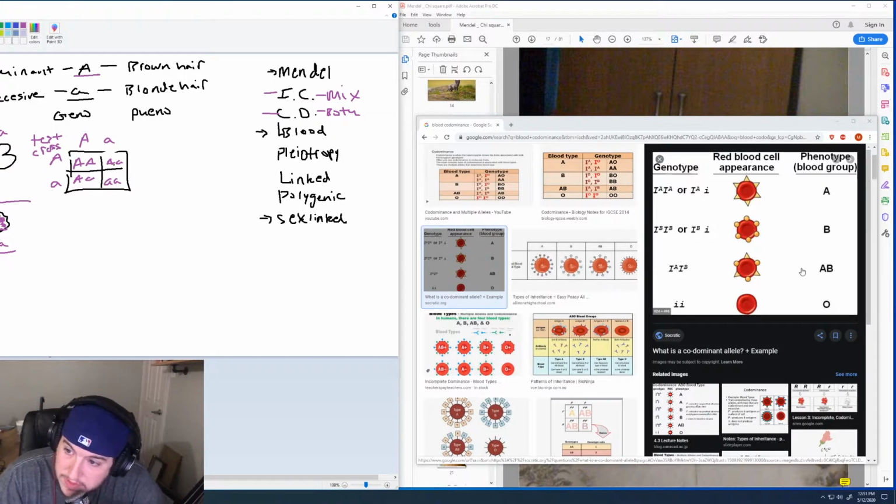Okay, so blood type is an example of a codominant trait where we have two dominant traits, A and B. We have a recessive trait, our O blood, and the only way that you can have O blood is if you have both recessive traits. That's what makes O blood so valuable and so rare, because you have to have both recessives. Okay.